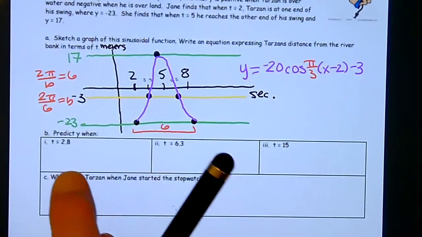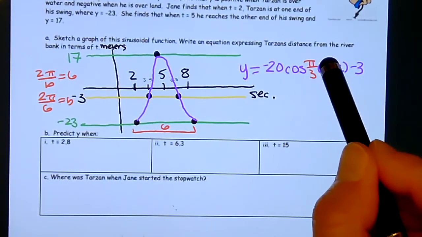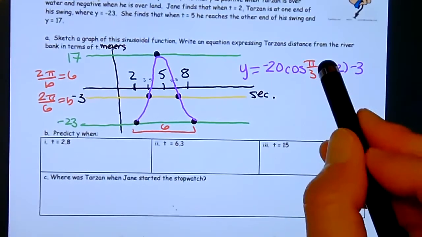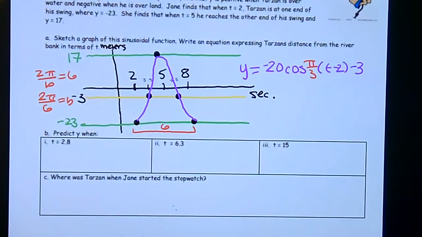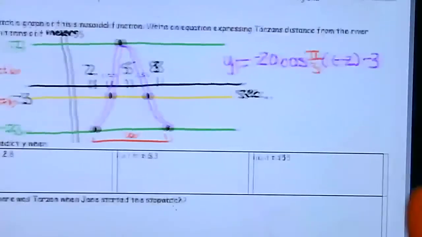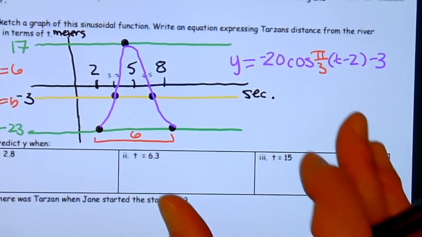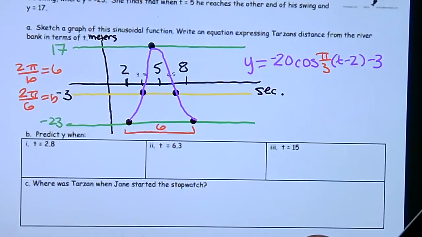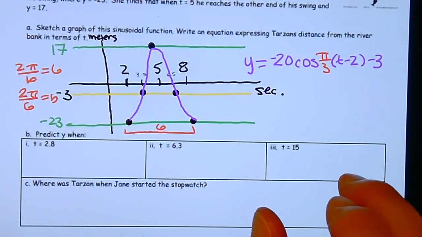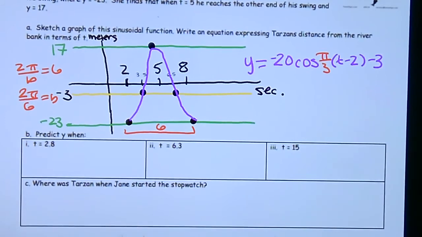And then on these, I put x here, let me change it to t. I wanted it with t. So t minus 2. Okay, so I got my t in there. Okay, so now I'm going to be putting 2.8 in here. I'm going to put 6.3 in here, and I'm going to put 15 in here. Okay, so let me just get that in my calculator.